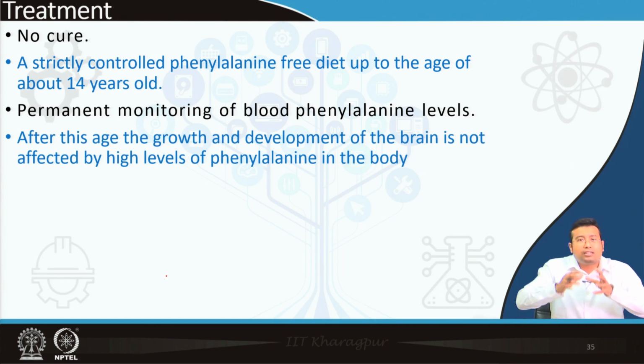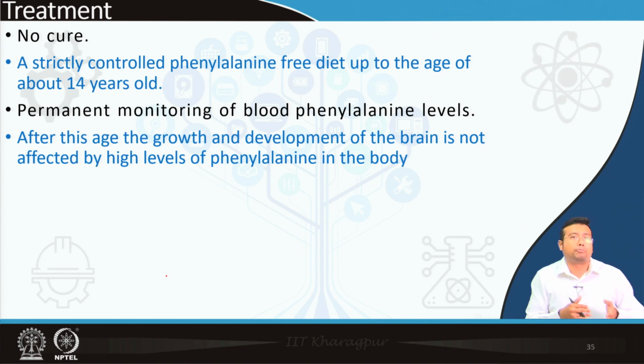After this age, generally after 14 years have passed, brain development is not that prominent. So, the restriction of phenylalanine can then be relaxed, some relaxation can be given in the diet, and the brain is not affected by high levels of phenylalanine in the body, because even if the transporter is saturated, it will not hamper brain development.